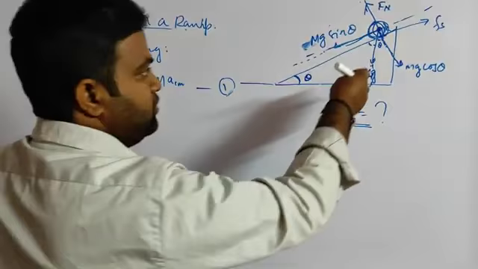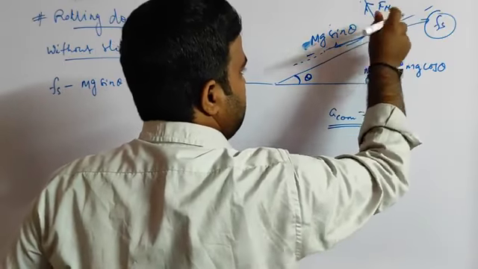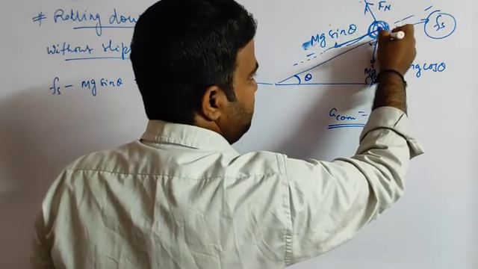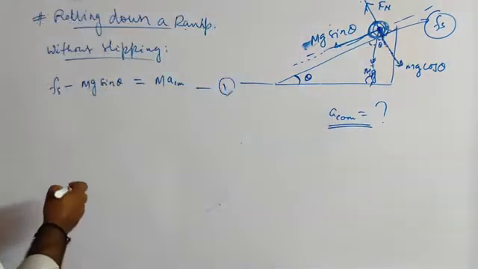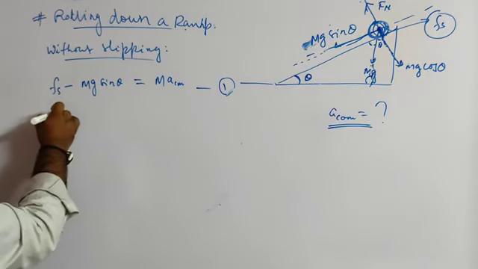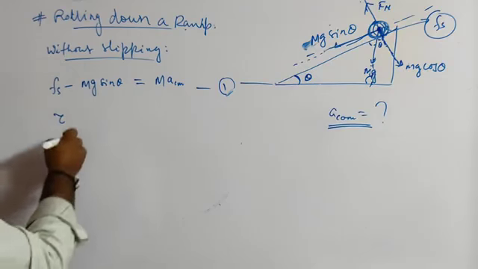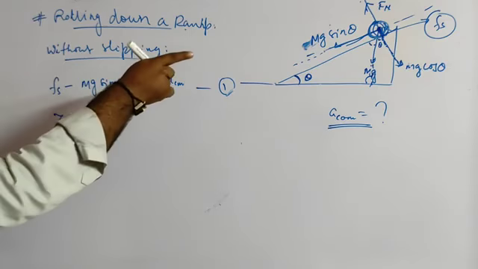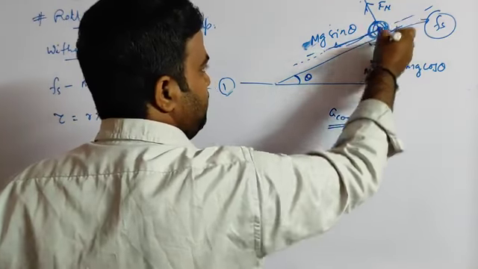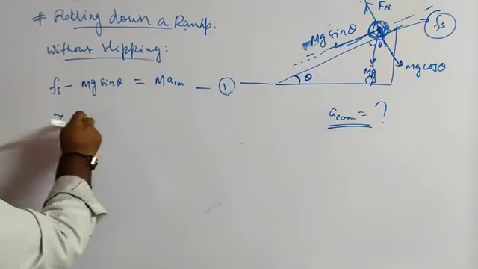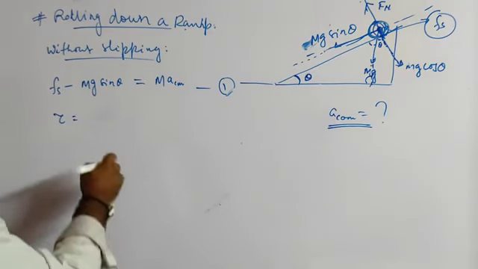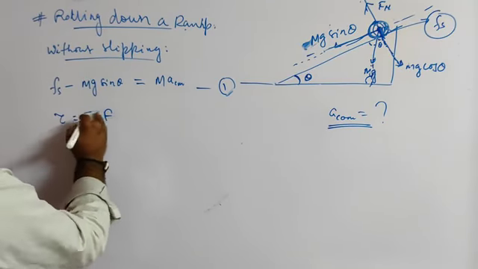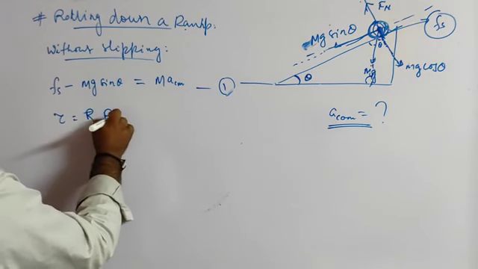Now the rotation. Fs is rotating the object, and it acts at a distance r from the center of mass. We know that the torque is equal to r cross F. Here the angle between r and F is 90 degrees, so we can write r F sin 90, and sin 90 is 1, so we can write the perpendicular component, or simply r F, where R is the radius and F is the frictional force.